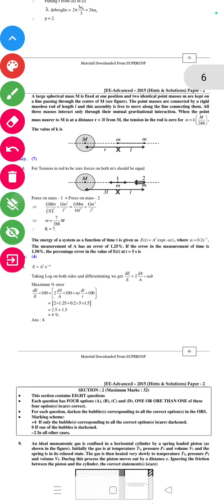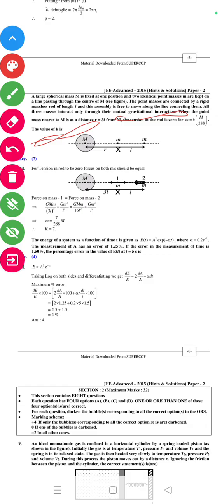अगला सवाल है कि a large spherical mass capital M is fixed at one position and two identical point masses of small m are kept on the line passing through the center of the capital M. The point masses are connected by a rigid massless rod of the length L, and this assembly is free to move along the line connecting them. All three masses interact only through their mutual gravitational interaction. When the point mass near to the M is at a distance r equal to 3L from the M, the tension in the rod is 0 for the small m is equal to k into M by 288. The value of k कितना हो जाएगा?